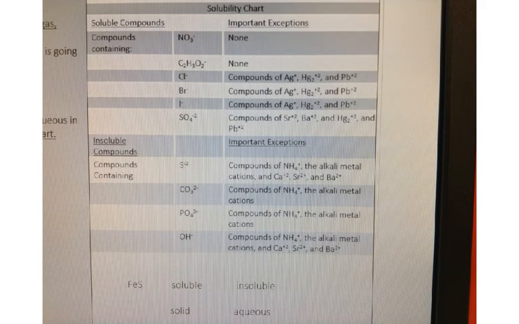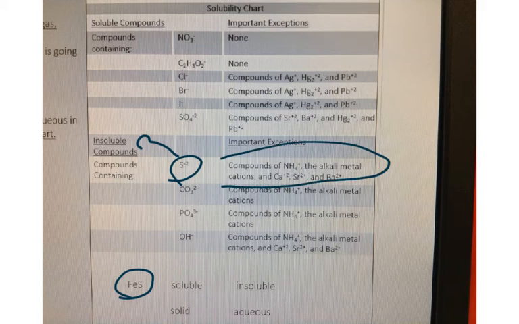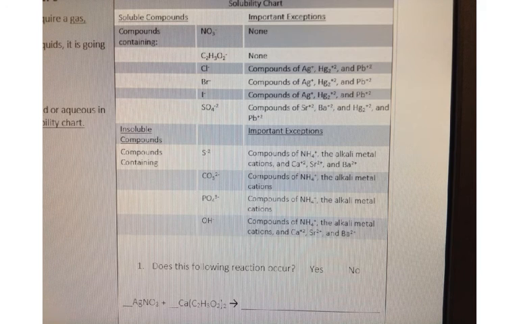Now we're going to look at FeS. S is always going to be insoluble, except when it's one of those exceptions, and is iron one of the exceptions? It is not, so it is going to follow the general trend of being insoluble, which means that it is actually a solid. All right, so where does this come into play? Well, what you're going to need to do for double replacement reactions is you are always going to need to check your solubility chart.